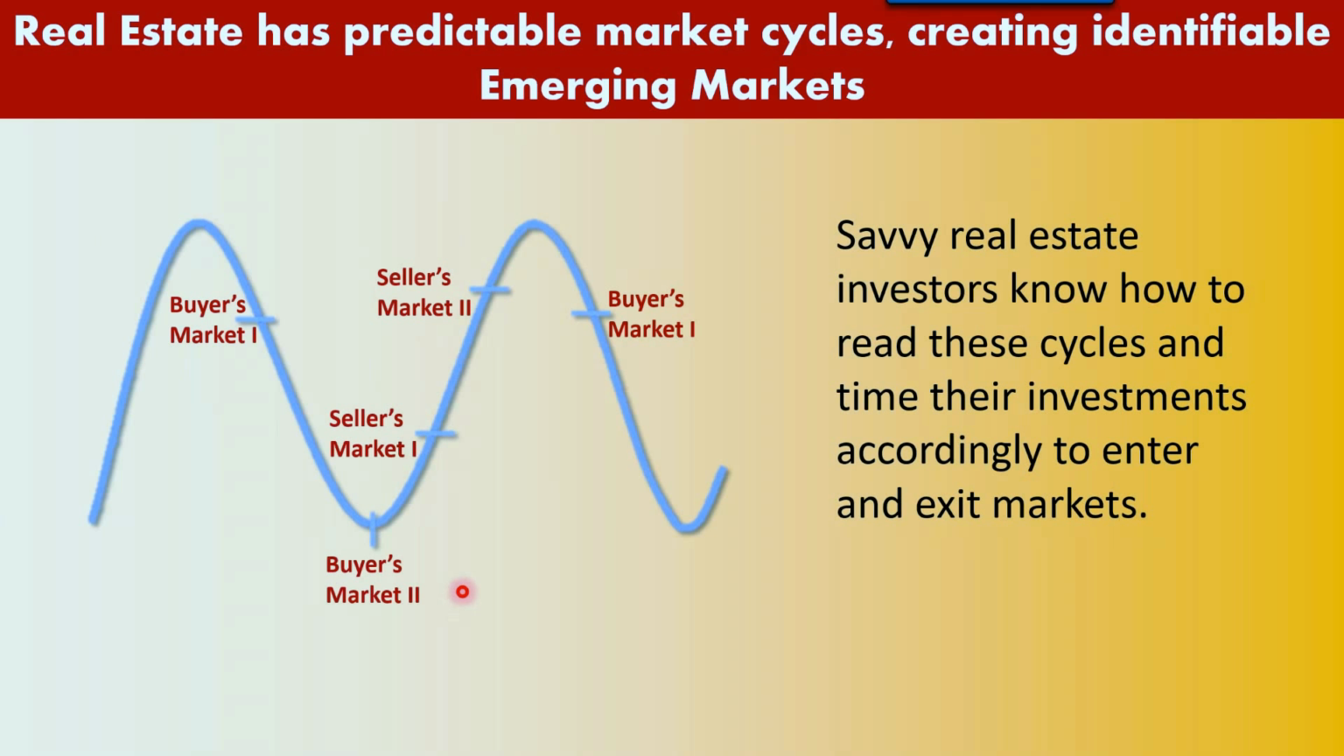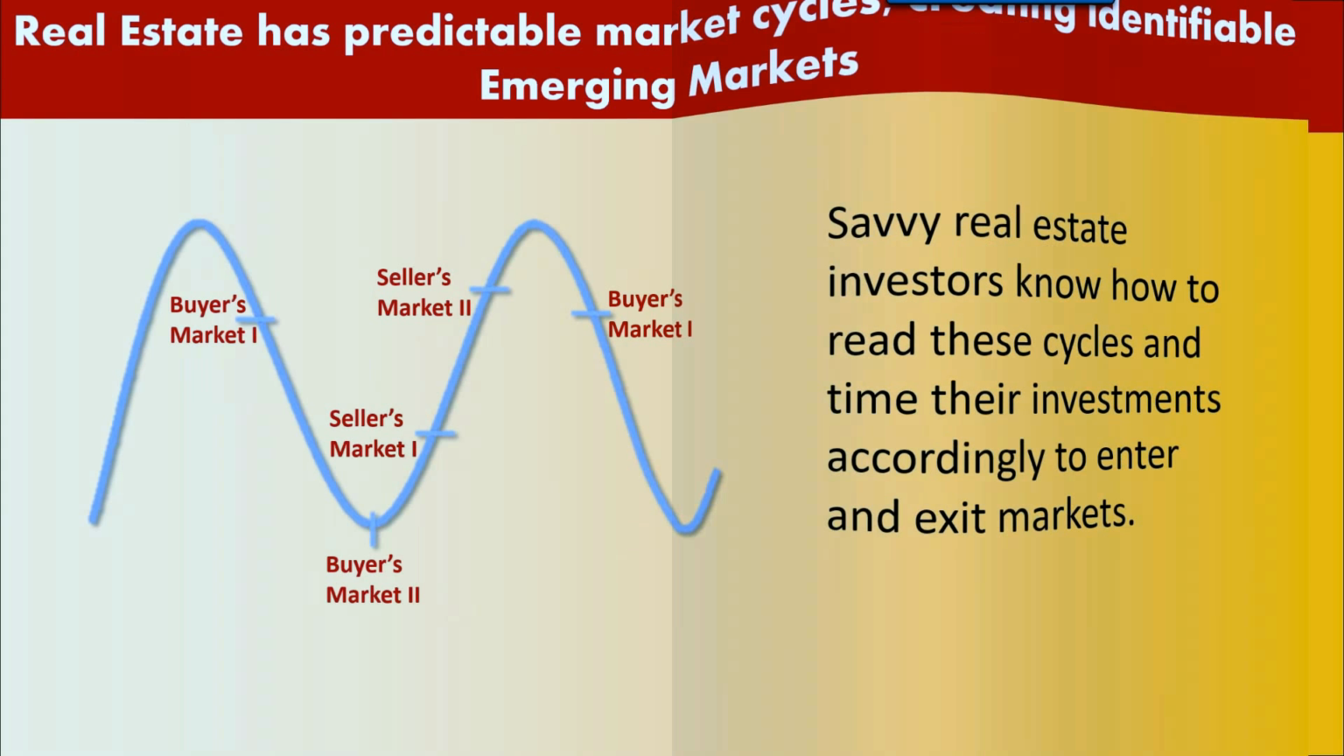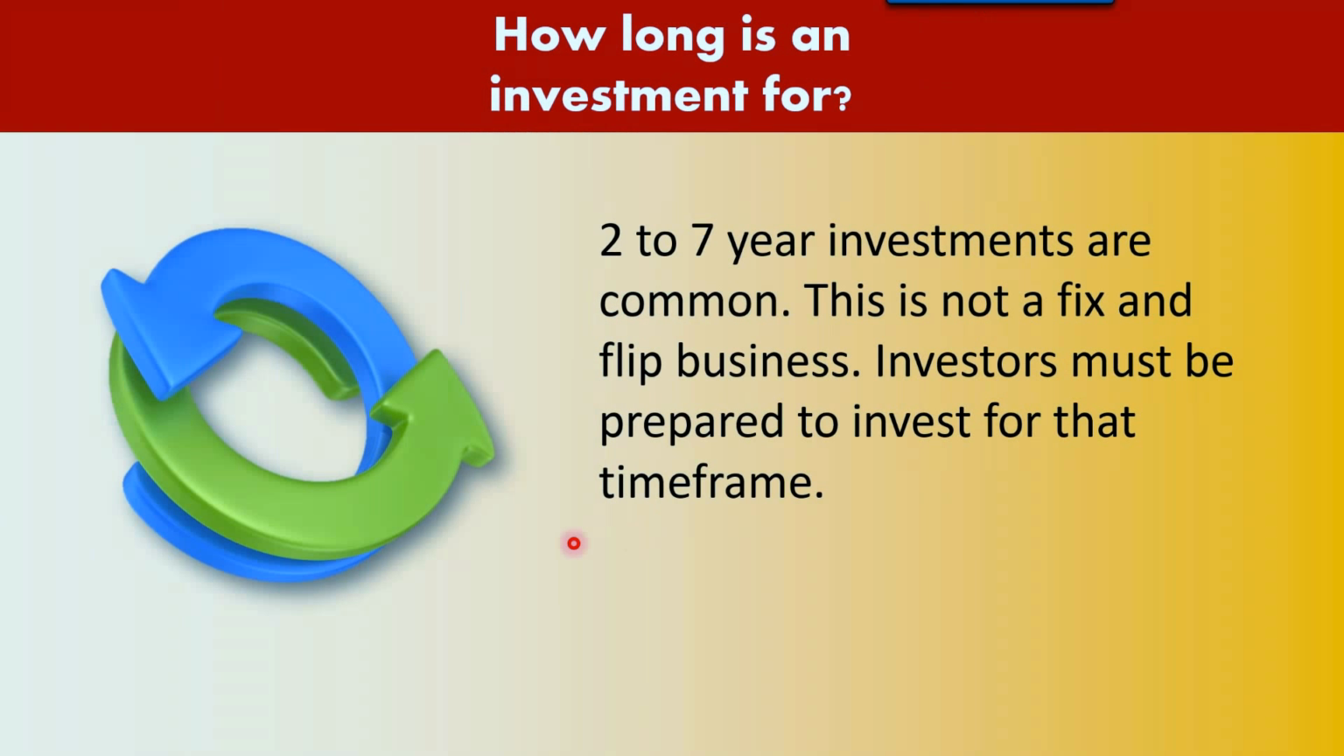So these real estate market cycles are incredibly useful because at any point in the U.S., we've got 20, 30 emerging markets that we can go after. So how long is an investment for? 2 to 7 years are common. This is not a fix and flip business. Investors have to be prepared to invest for that time frame.